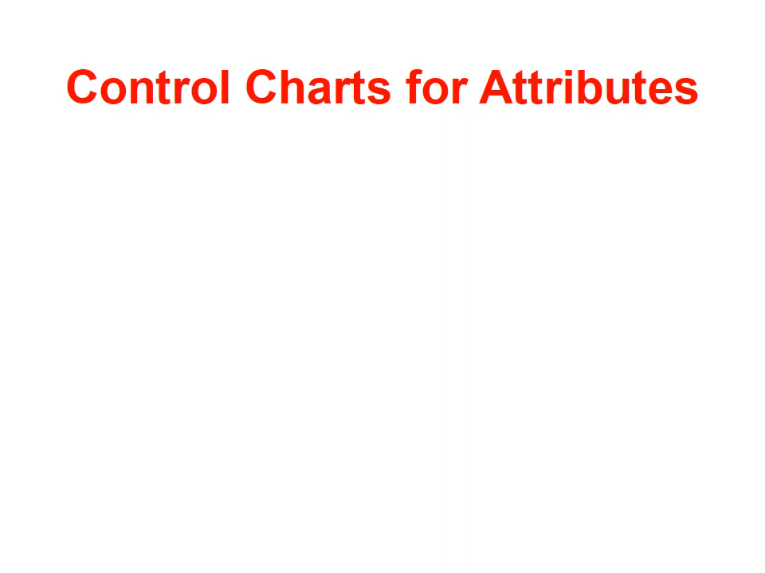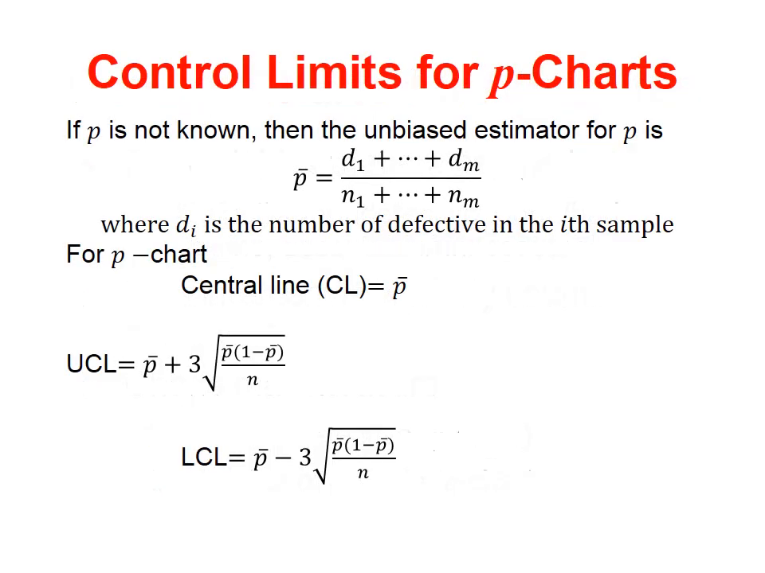One is percent defective, the P chart, and another is number of defects, the C chart. In this presentation we are going to look into the P chart and NP chart. Both come under percent defective: out of a certain number of products, how many are defective? So with that, we move to the chart.